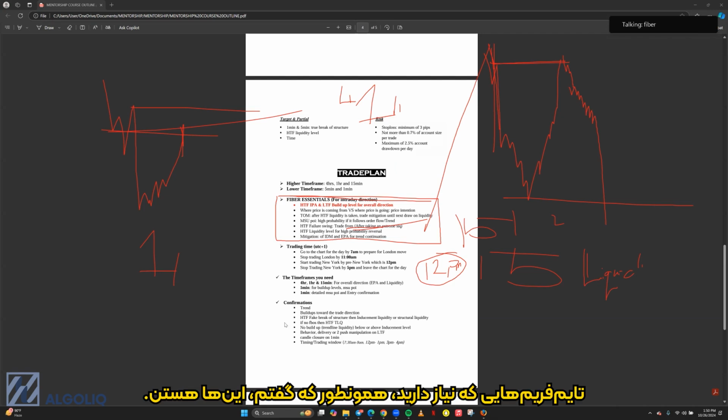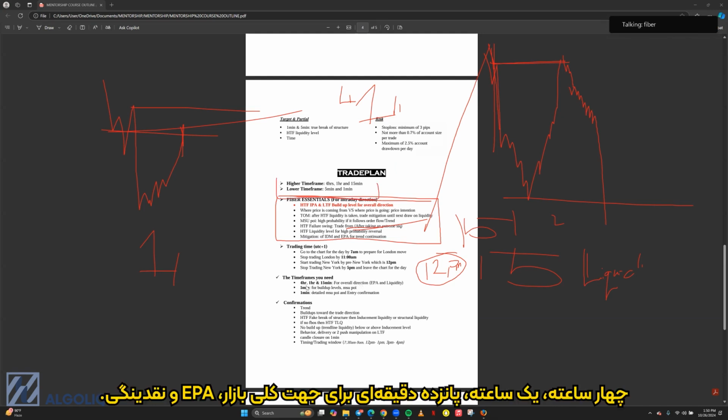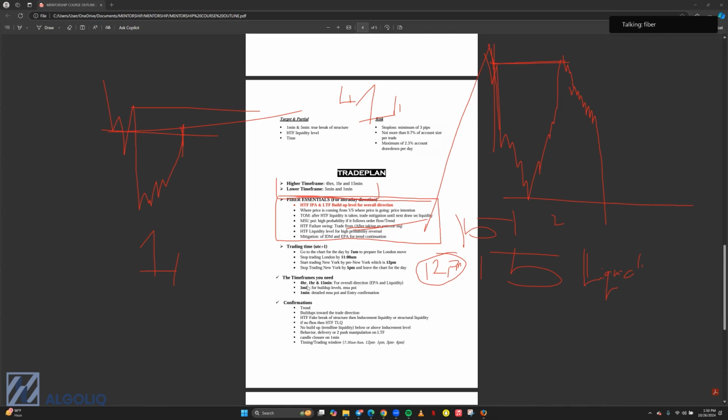All right. The time frames you need, like I said, are these. 4 hours, 1 hour, 15 minutes for overall direction, EPA and liquidity. 5 minutes for build-up levels and MSCPOI. All right, 1 minute is a detailed MSCPOI and entry confirmation. That means your delivery behavior, your two push manipulation, or your candle closure. It's on the 1 minute time frame.